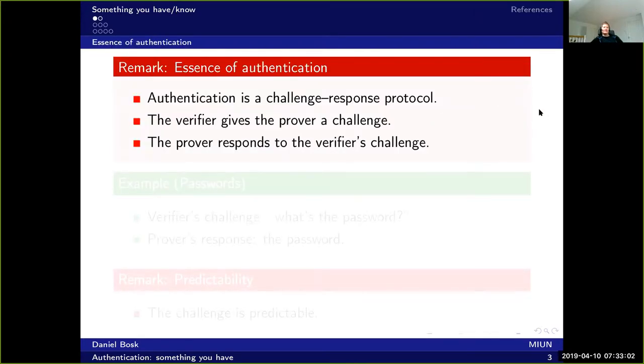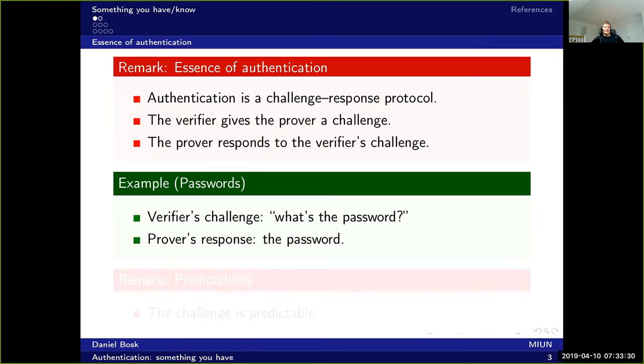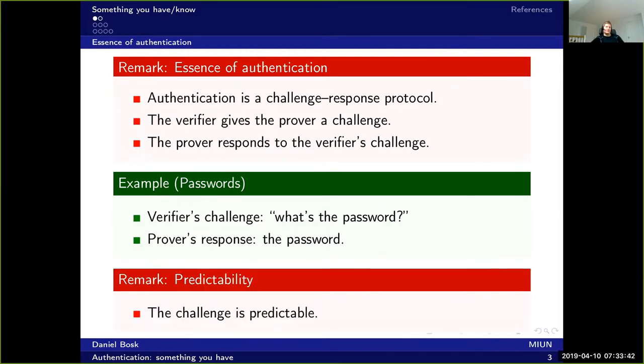So, the essence of authentication. Now, basically, we have sort of seen this before, but we have not explicitly said it. But authentication is, in essence, a challenge response protocol. Now, the verifier gives the prover a challenge, and the prover responds to the verifier's challenge. So, for instance, if we remind ourselves about passwords, then the verifier's challenge is, what's the password? And the prover's response is the password. So, obviously, the challenge is rather predictable in this case.